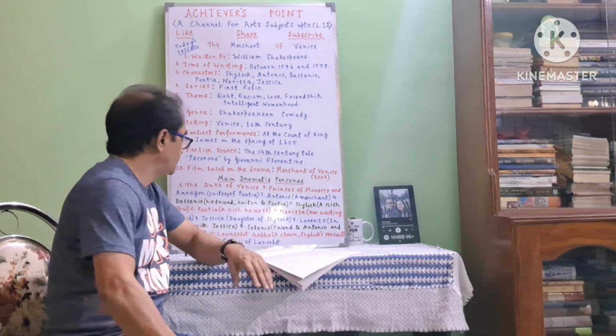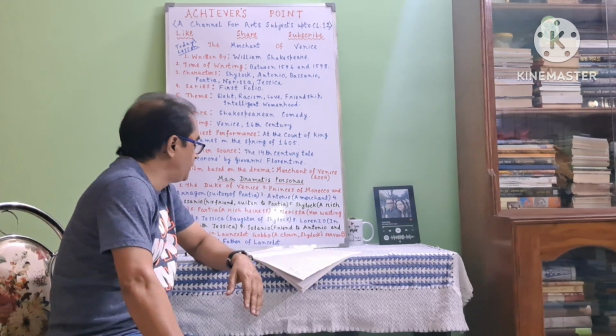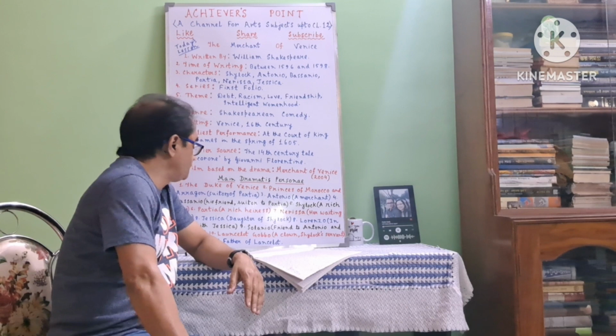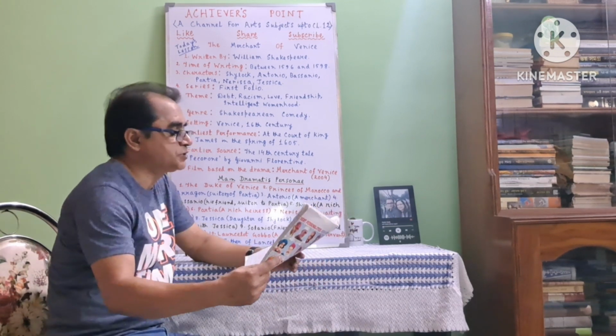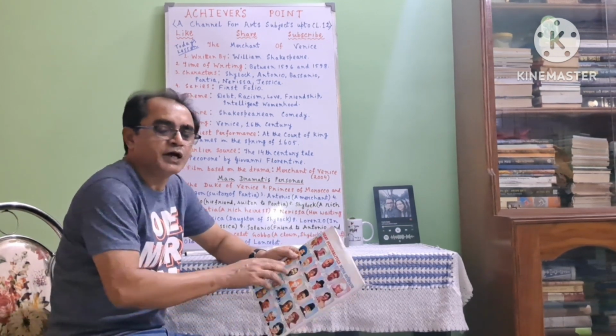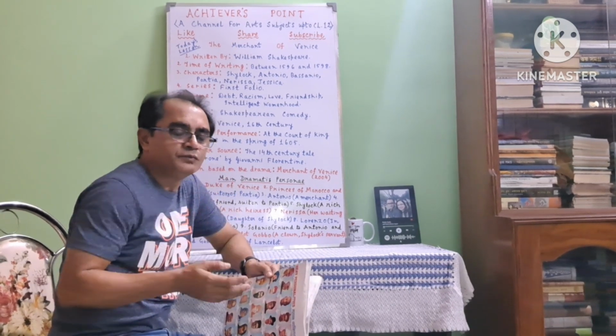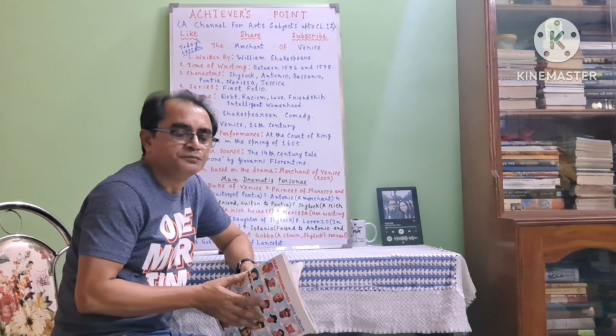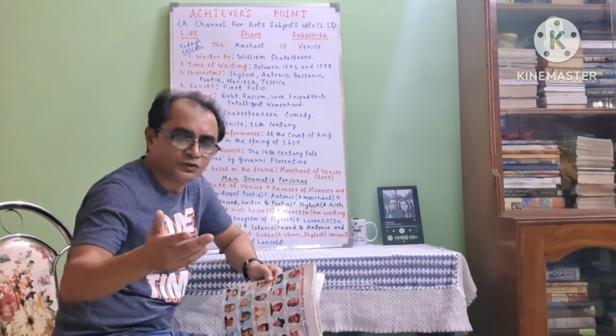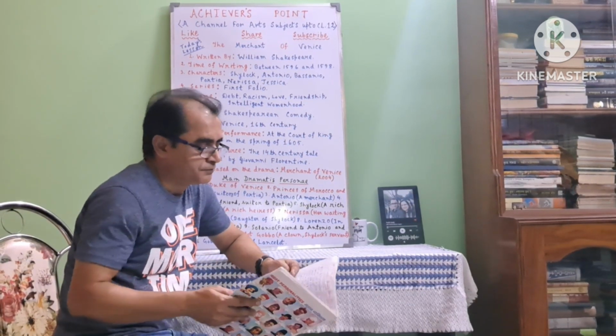Now let's start. Number first point, Shylock the Jew of Venice was an usurer who lent money at great interest to Christian merchants. Shylock was the usurer, a Jew, and he lent money to the people at high interest.